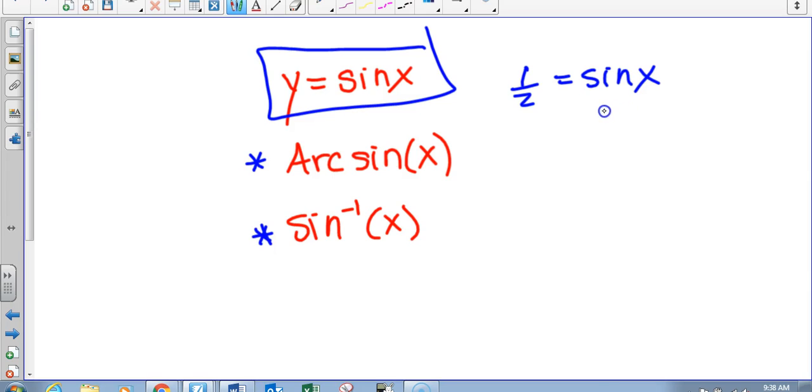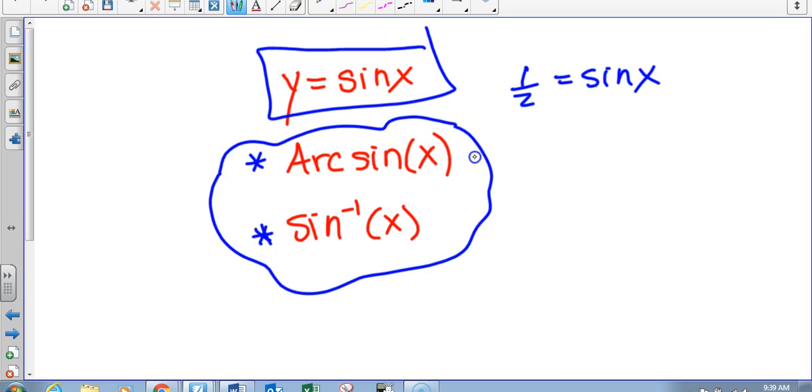Let's see. Pi over 6, I think, is one. But then there's also one over at 5 pi over 6. You could answer in degrees. You could answer 2 pi plus pi over 6. Everybody okay that there's... We're going to talk about these today. These have only one answer.